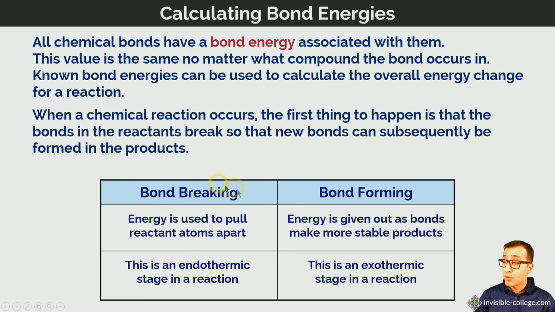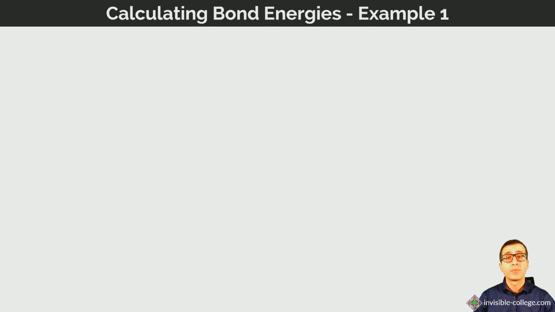Now, what this means is that bond breaking, being endothermic, will have an overall positive value in terms of the energy required. It's positive because energy needs to be put into the system to break those bonds. Conversely, bond forming, the amount of energy given off by the reaction when the bonds are formed to make the products, will have a negative value in kilojoules per mole because the system is giving off energy into its surroundings. So let's take a look at some examples of how we would calculate the overall energy change or enthalpy change for a reaction from bond energy values.